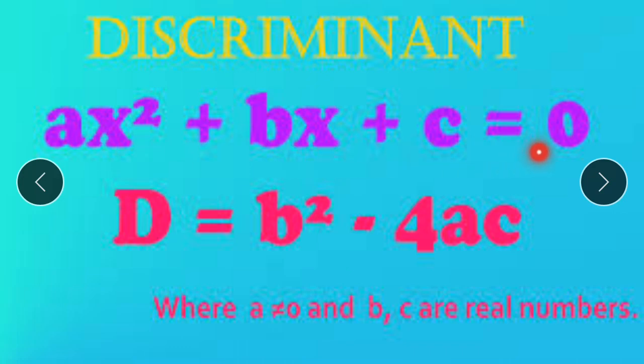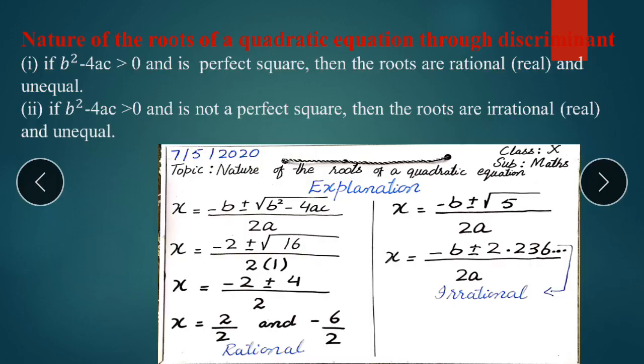Here this is the standard form of quadratic equation and this is the discriminant, b square minus 4ac. Okay, let's see how this discriminant determines the nature of the roots of quadratic equation. Here are four rules, or we can say four statements. This will explain how nature of roots depends on the discriminant.